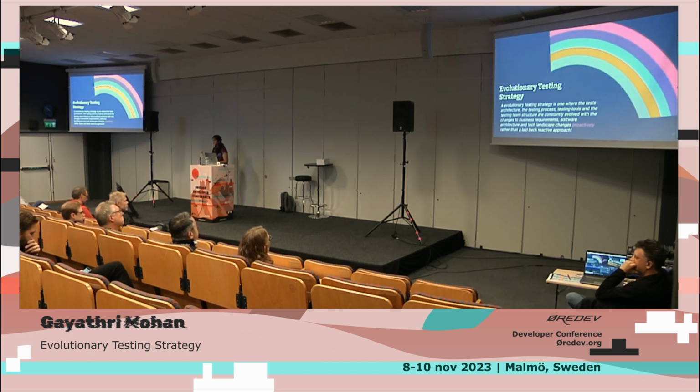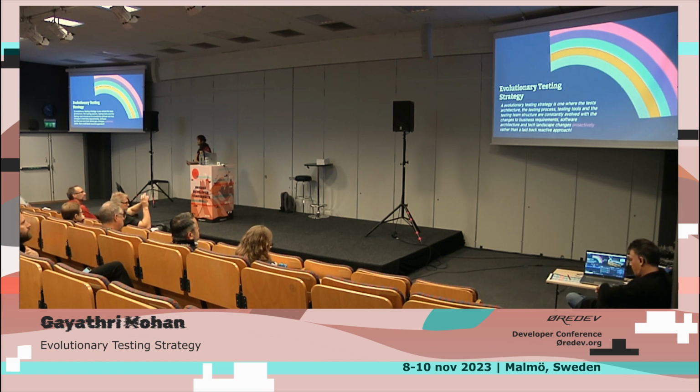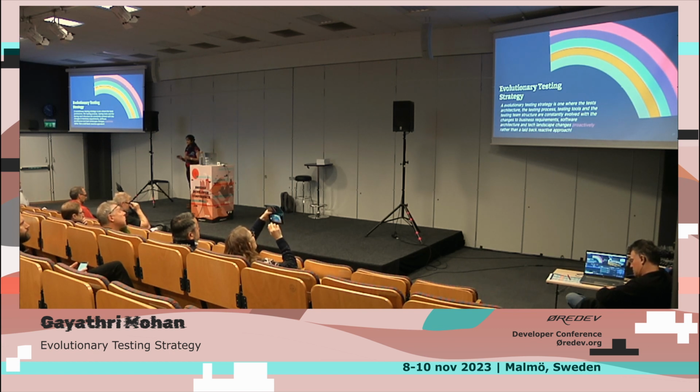This is where I think the evolutionary testing strategy comes into the picture. The evolutionary testing strategy is nothing but the test architecture, the testing processes, and the testing team structure all being constantly, and the keyword is proactively, looked back at, and kept in harmony with the software architecture and the business requirements. That's all it is. It's not something entirely new.